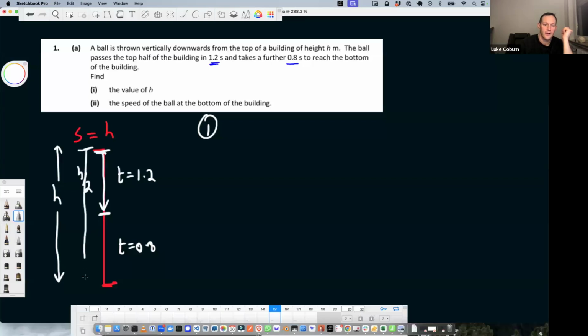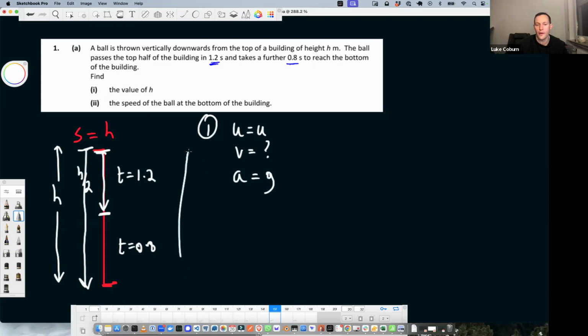from here to here. For the first part of the journey, u is just, we don't know what it is. U is just u. V is, we don't know what V is. B is, we don't know. A is equal to G. Now it's not minus G because G here is just accelerating.